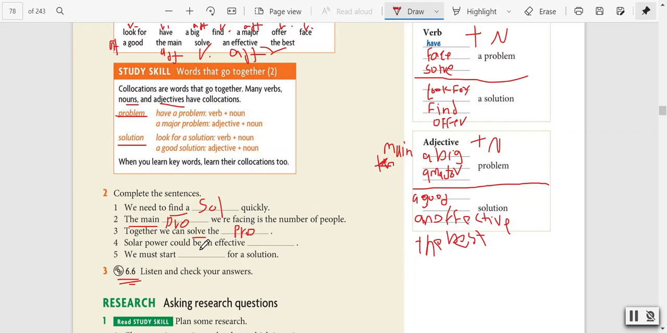And in here, solar power could be an effective solution. And also we must start for a solution. What can we do for a solution? Okay, in here we have a solution. And in here we have a solution. We can look, okay, looking. We have a for and we must write down looking. We must start looking for a solution. It can be like this, using collocations.